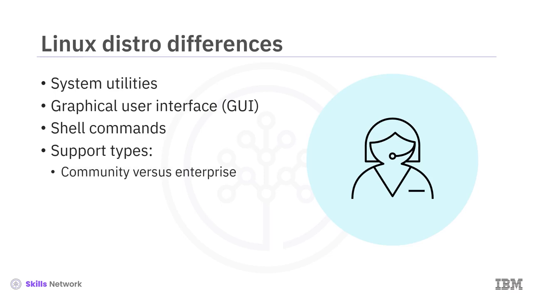It could be developed and managed as a community-backed project or maintained by a commercial enterprise. And it could be a long-term support version, or LTS, or a rolling release, where stable package updates are released on a rolling schedule.